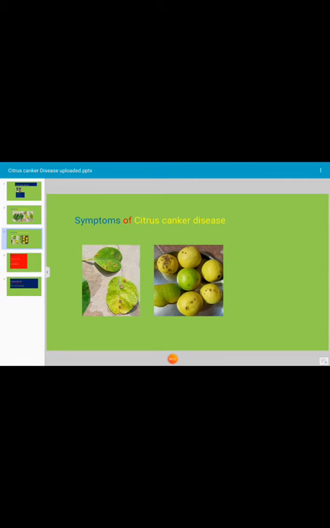Okay, next, causal organism. The disease citrus canker is a bacterial disease, and the name of the bacterium which causes citrus canker disease is Xanthomonas citri. Now this pathogen is also called Xanthomonas compactus forma species citri. It is a bacterium.